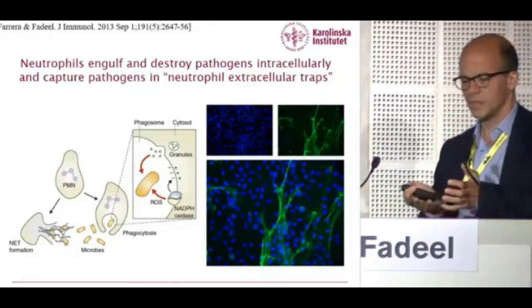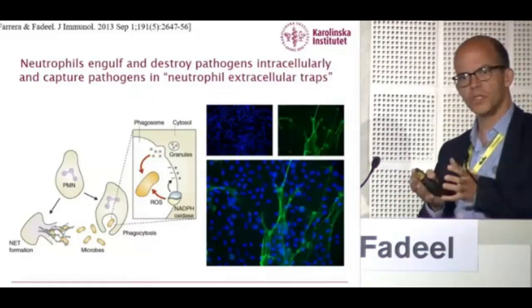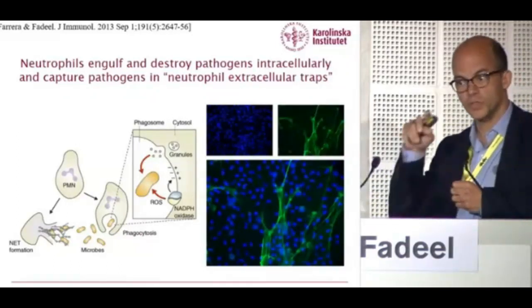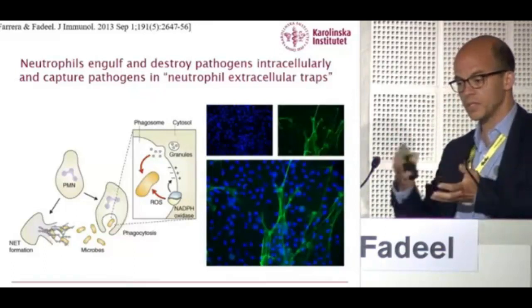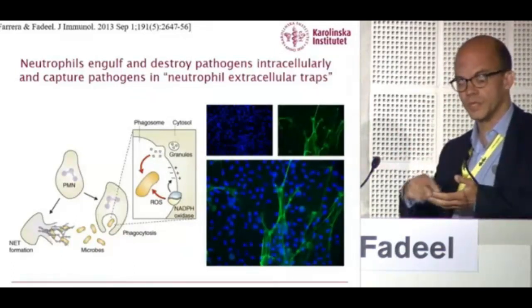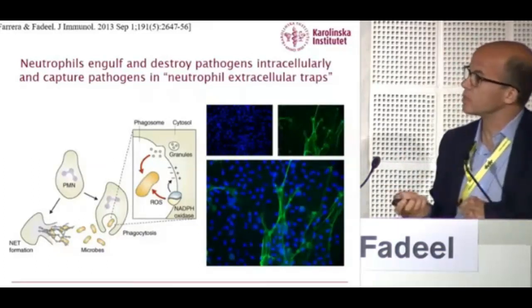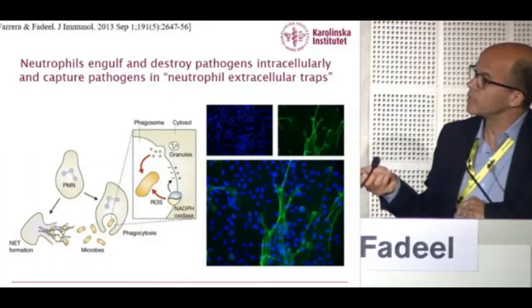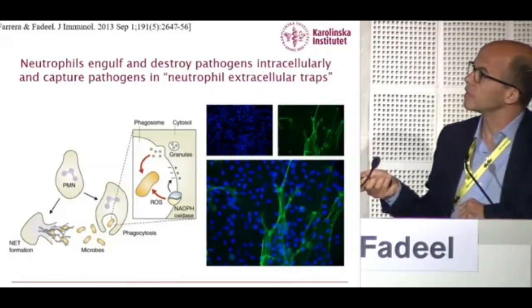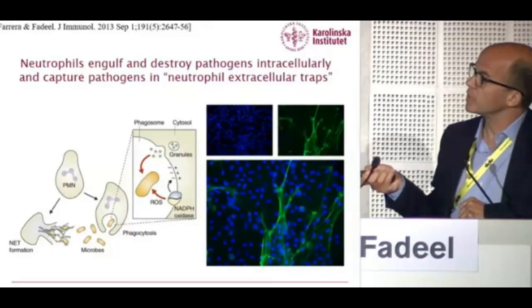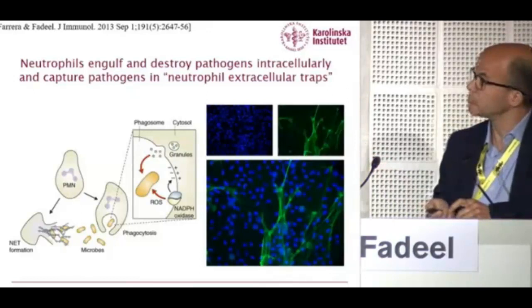Now, NETs are essentially a network of nuclear chromatin, which is expelled from the neutrophil. And this nuclear chromatin network is studded with granule proteins, including neutrophil elastase, myeloperoxidase, etc. Also, histones are present. And in these extracellular traps, the microbes are trapped and destroyed. And we have shown here that we can detect neutrophil extracellular traps by staining for extracellular neutrophil elastase. And shown in blue are the cell nuclei.